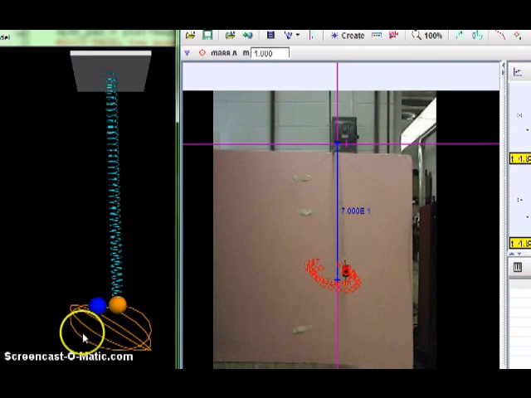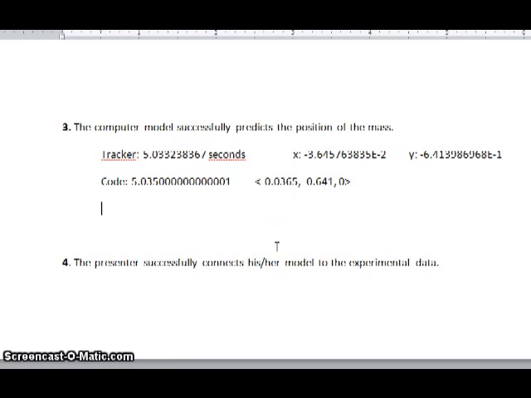This is a comparison of the code from the computer model, which is right here, and the tracker data over here. So as you can see, the motion of the path of the mass is very, very similar. So that brings us back to the third and fourth questions. Connecting the model to the experimental data, which I just showed you, and then the comparison between the mass's position in each of the models.